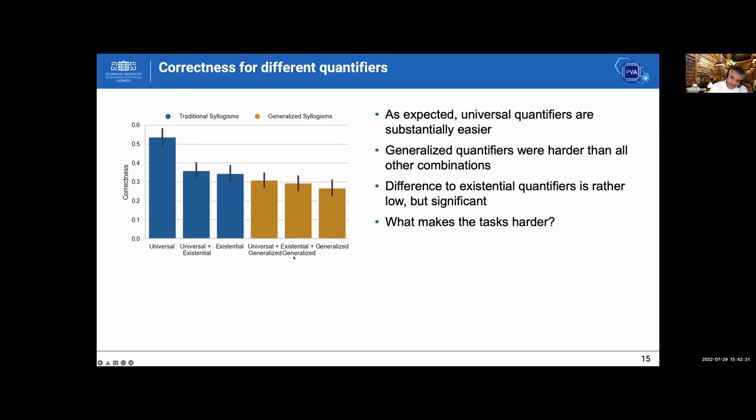In that sense, we see that there is a difference to the existential that is rather low. So we see that with "most", thinking about possible exceptions where it may hold or may not hold. In contrast to the universal, there is something in it. But the question is, what makes the task harder in the case of generalized ones?